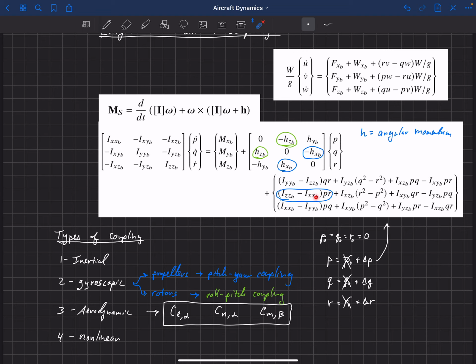So let's say this term is significant, we've got a significant roll rate, and as long as R, which is our yaw rate, stays exactly zero, this term won't matter. But if we begin to yaw the aircraft just a little bit, because P and the difference in these parentheses are significant, that can create a significant pitching moment. Notice that this is in the second equation, our pitching moment equation.